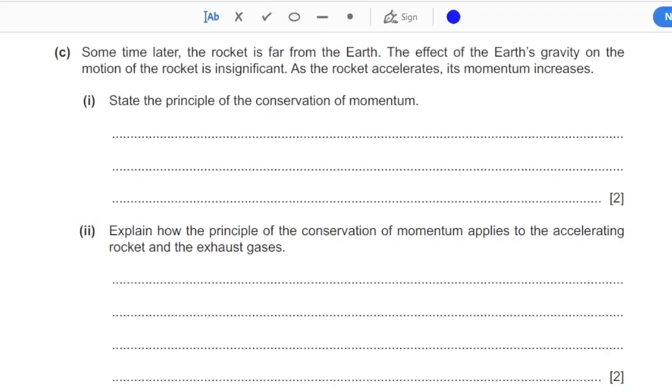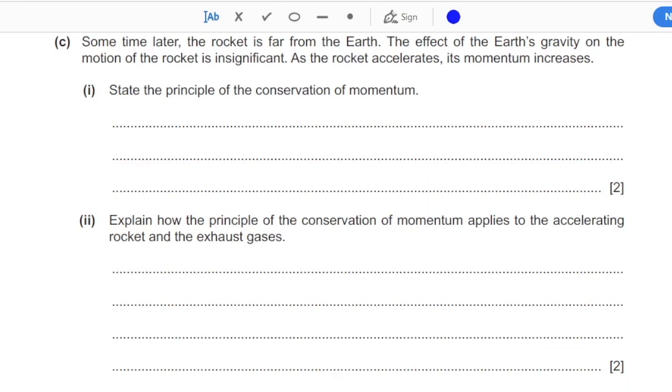Part 2. Explain how the principle of the conservation of momentum applies to the accelerating rocket and the exhaust gases. So a law of momentum is momentum before explosion and after explosion has to stay the same, and hence momentum of the gas would increase but in the opposite direction as to balance the change. So suppose if the rocket was moving to the right and the exhaust gases are being ejected on the left, so exhaust gases will have an increase in their momentum towards the left, but because the rocket has increase in its momentum towards the right. So that's the law of momentum.